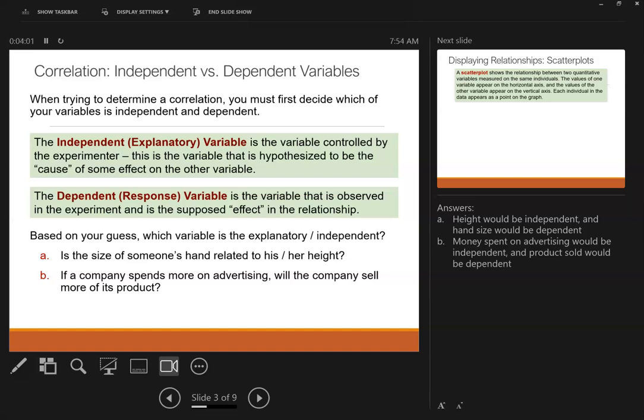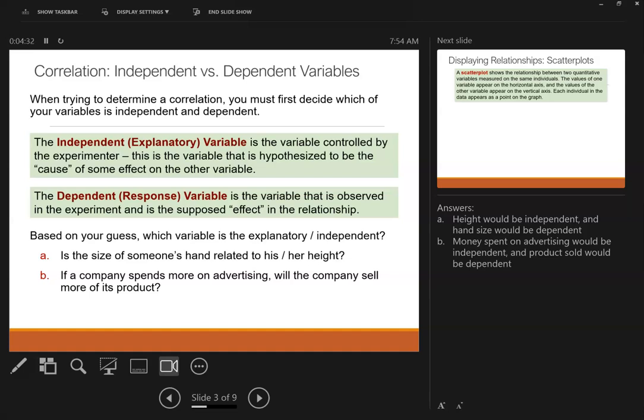If a company spends more on advertising, will the company sell more of its product? So the two variables there are advertising spend and then like profit, product sold. Revenue maybe is the word for that. I'm not an econ person. Which one is the independent variable? Which is the cause? The advertising budget is your cause.